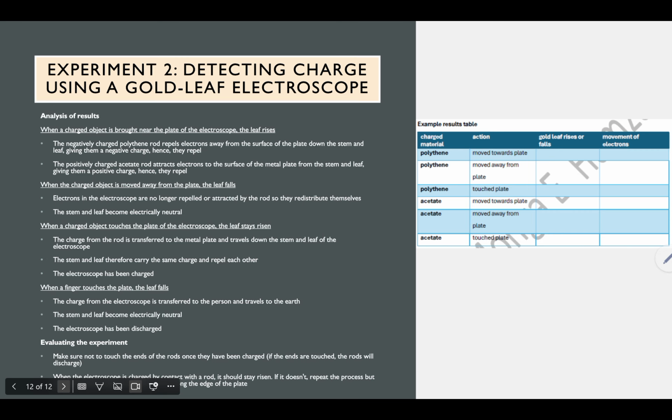So what you need to do to make sure that the experiment is going right is to make sure not to touch the ends of the rod once they've been charged. And when the electroscope is charged by contact with the rod, it should stay risen. If it doesn't, then repeat the process to make sure that there was no charge from before.